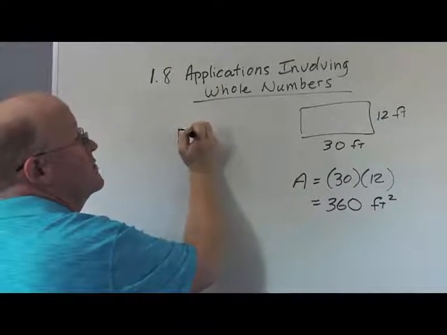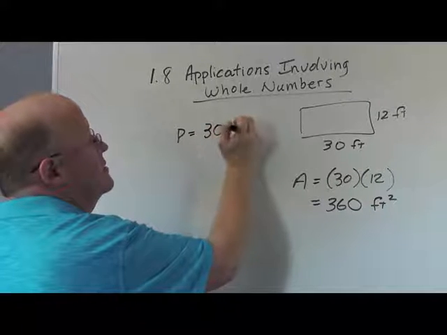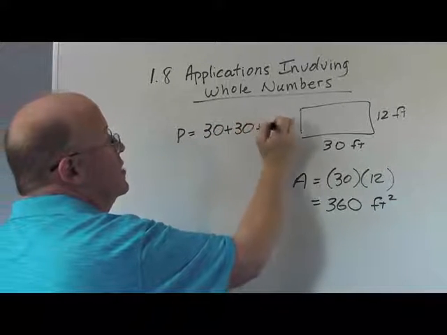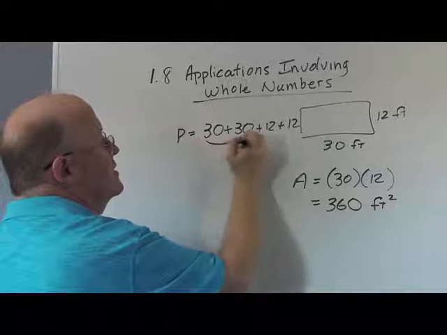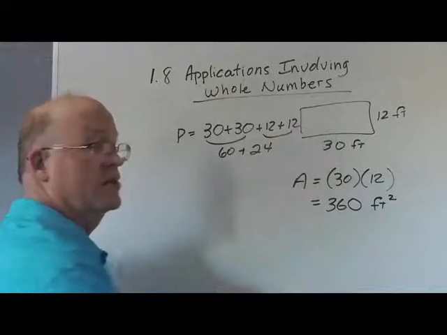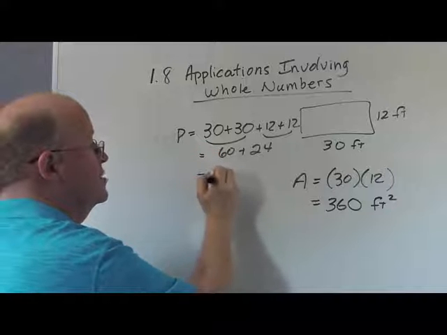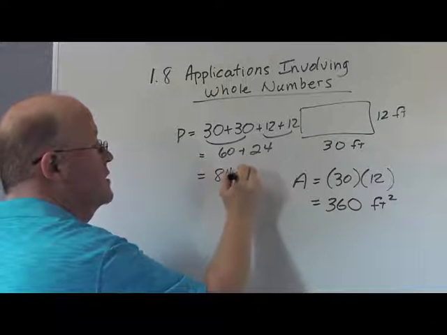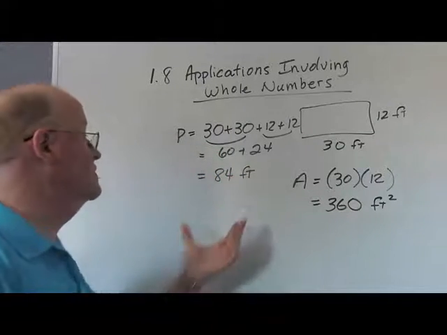And the perimeter of this room would be 30 plus 30 plus 12 plus 12. Putting these together, I'd have 60, plus, putting those together, 24. And the perimeter would be 84 feet, not square feet, but just feet.